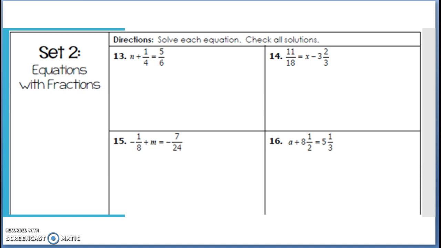So, same process. We identify what is our variable, what's happening to our variable. So on number 13, n is being added to 1/4, so plus. So in order to get n by itself, we have to do the opposite, subtract. So we're subtracting the fraction 1/4 to both sides, because now 1/4 minus 1/4 is 0. They're the same thing but opposite signs, so they cancel. N is alone on the left side of the equation.